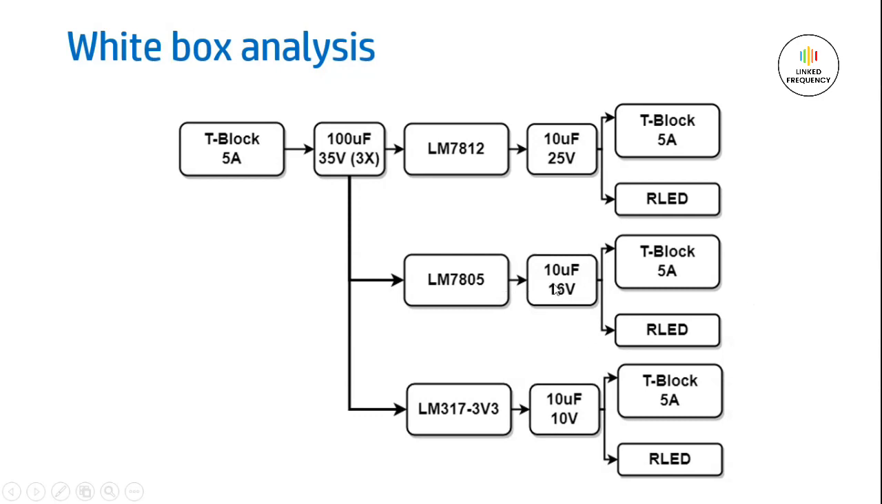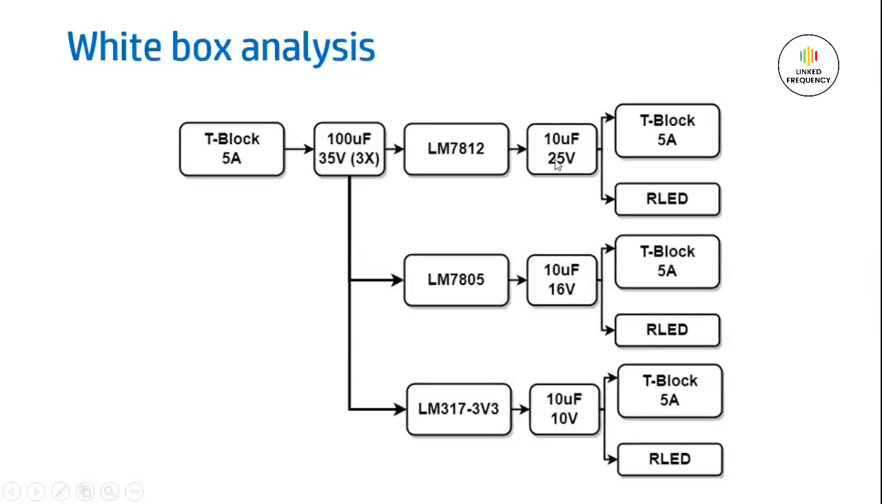And this is how the entire white box analysis looks like. We will be having a T-block connector with a 5 ampere current rating for the input connector. And then we will be having a 100 microfarad capacitor with a 35 volt rating, 3 times, because each regulator will be requiring them independently. If I keep one large capacitor on the input side, that is also fine. But at this point of time, I would like to go with 3 different capacitors for each and every regulator separately. And then we will be having the first regulator as LM7812, the second regulator as LM7805, and the third regulator as LM317, a 3.3 volt regulator.